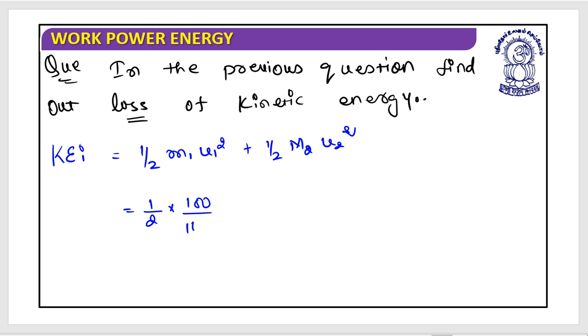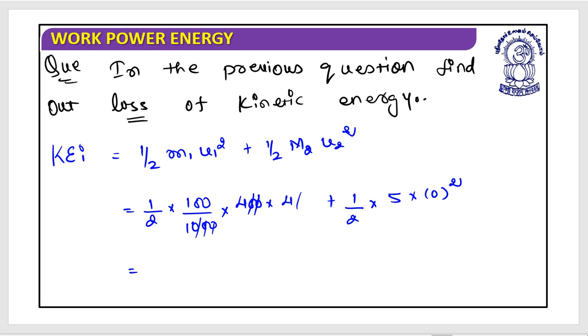So it's 100 divided by 1000, multiplied by u1 square. That u1 is 400, so this is 400 multiplied by 400, plus 1 by 2 into m2. The second object was the block, which was initially at rest, so it's 0 square.